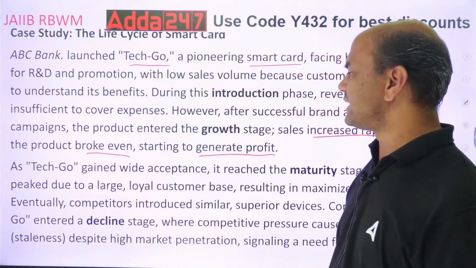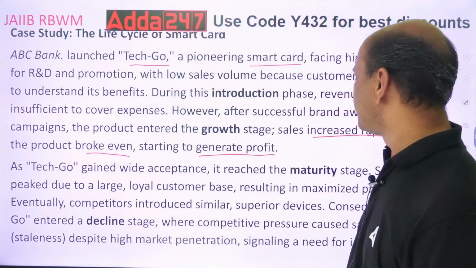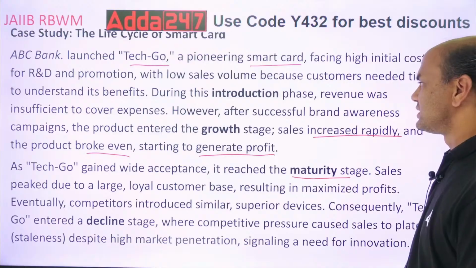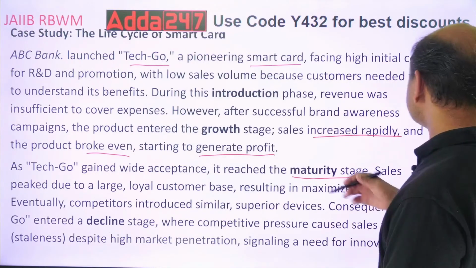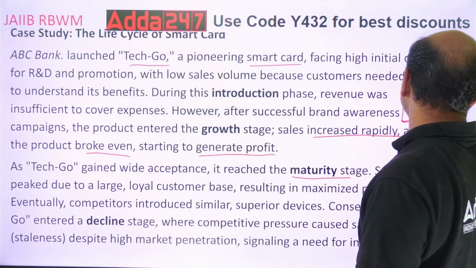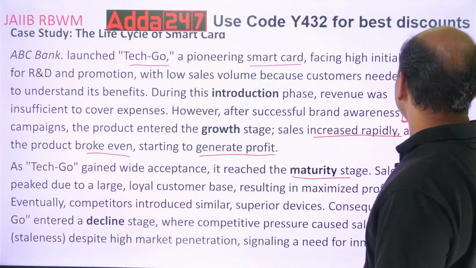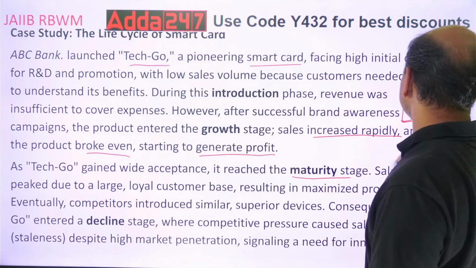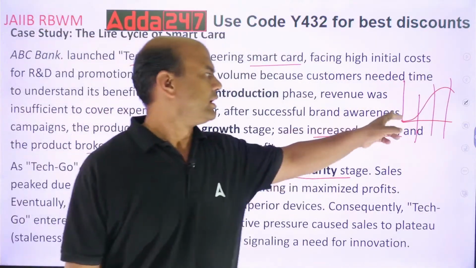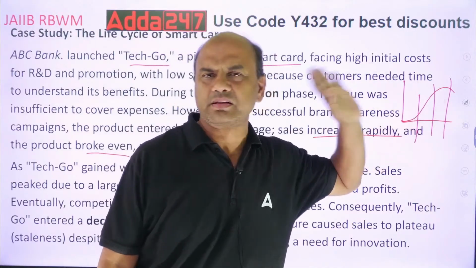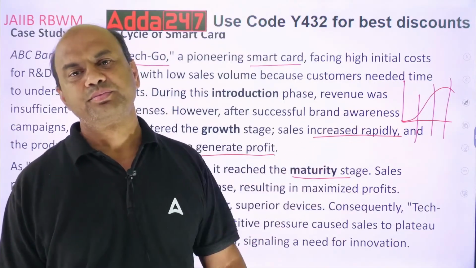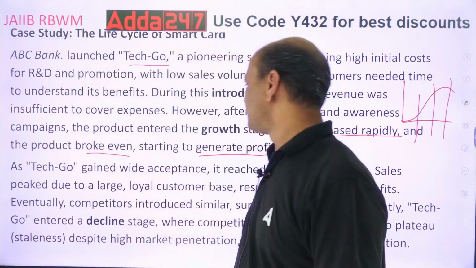As TechGo gained wide acceptance, it reached the maturity stage. So now, look at the third stage, maturity. See, how does a PLC work actually? Just look at this PLC. I'll draw it over here. PLC, product life cycle, will always work like this. Introduction, growth, maturity and decline. First part is introduction, growth, maturity, and last one is decline. So right now we are discussing the same PLC, product life cycle.